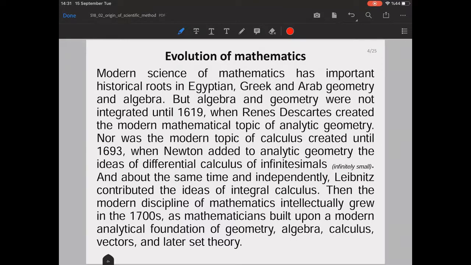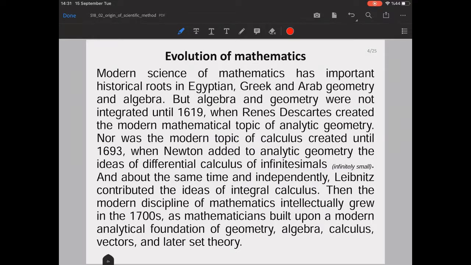Evolution of mathematics was also important because it provides the necessary tools for chemistry and physics. Modern mathematics has important historical roots in Egyptian, Greek, and Arab geometry and algebra. But algebra and geometry were not integrated until the 1619s, when Descartes created the modern mathematical topic of analytic geometry.